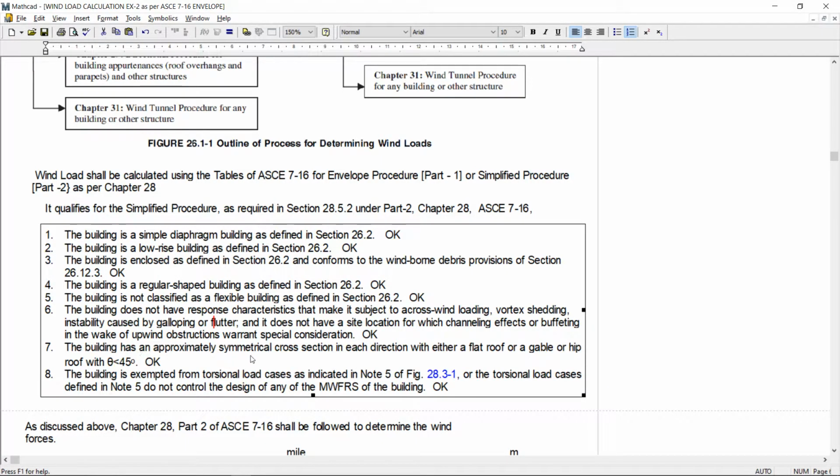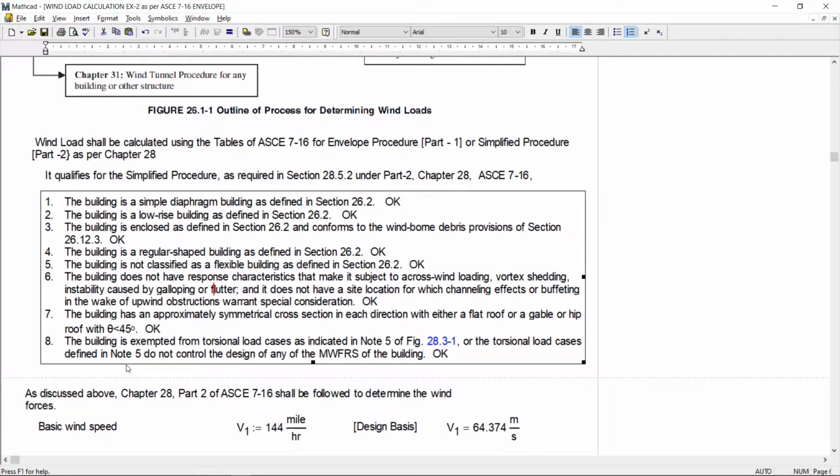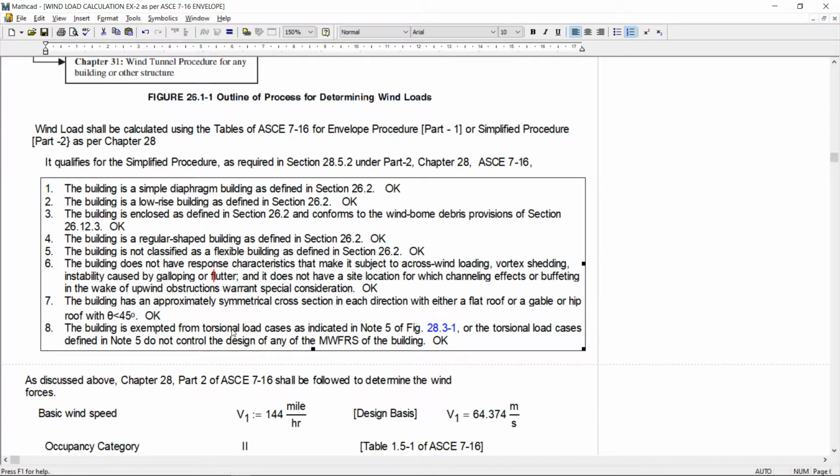The building has an approximately symmetrical cross section. That is also true. The roof angle is less than 45 degrees. That is also true. It's a flat roof. The building is exempted from torsional load. Yes, that is also true. So that means this building, which is in our example, and for which we are going to calculate the wind load as per the simplified procedure, qualifies for this simplified procedure.